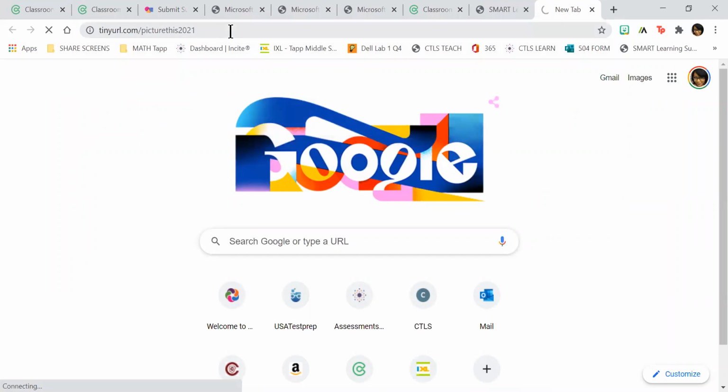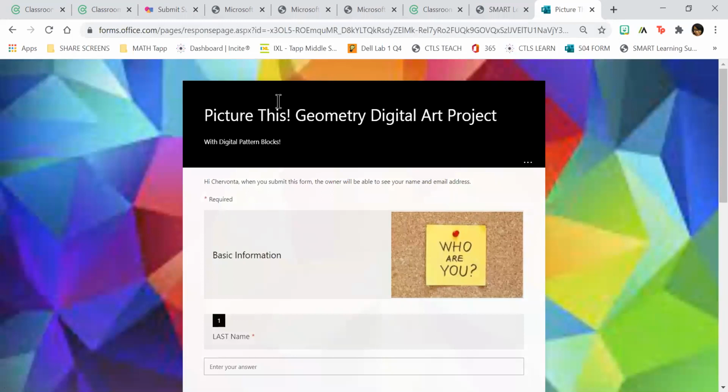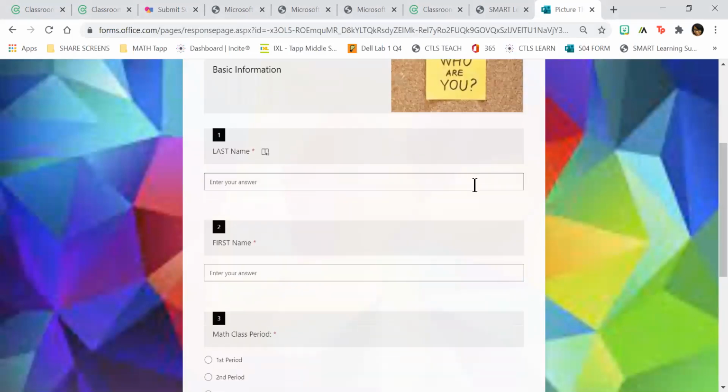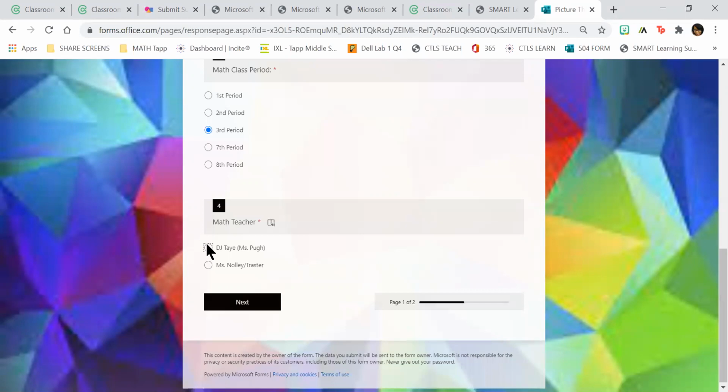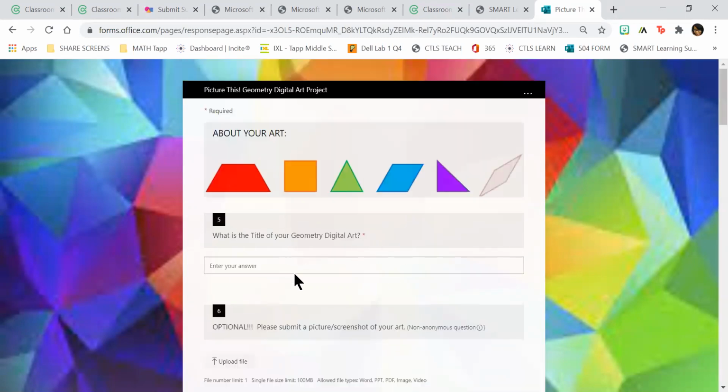www.tinyurl. Yep, picture this 2021. Okay, so it asks you basic information. So my last name is Pugh. My first name, I'm just going to put Tay. Math class, I am going to represent third period today. Yay. Math teacher, DJ Tay. What is the title of your digital art? Crazy Wall. That's what I'm going to name mine.